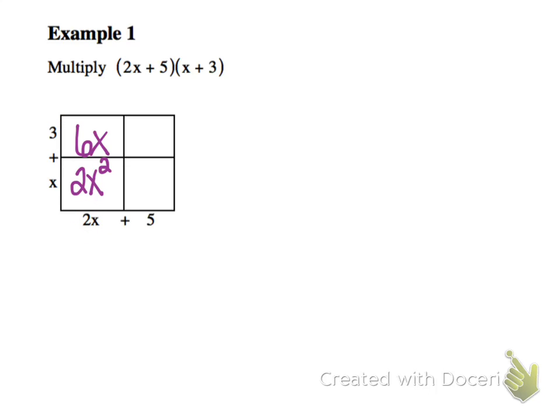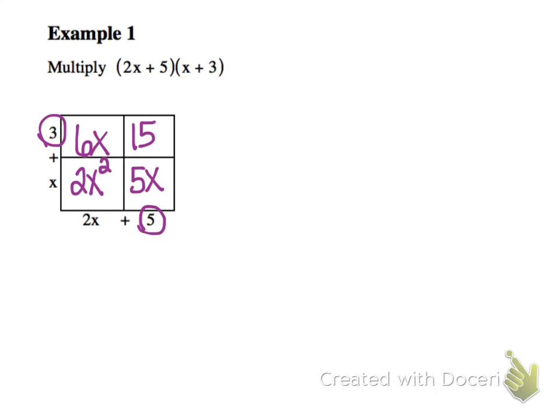Now we'll go to the second column and do the same thing. We'll start with the 5, and we're going to multiply 5 times x. When I multiply 5 times x, I get 5x. And finally, once again, we'll multiply the 5 times 3, and 5 times 3 is 15.